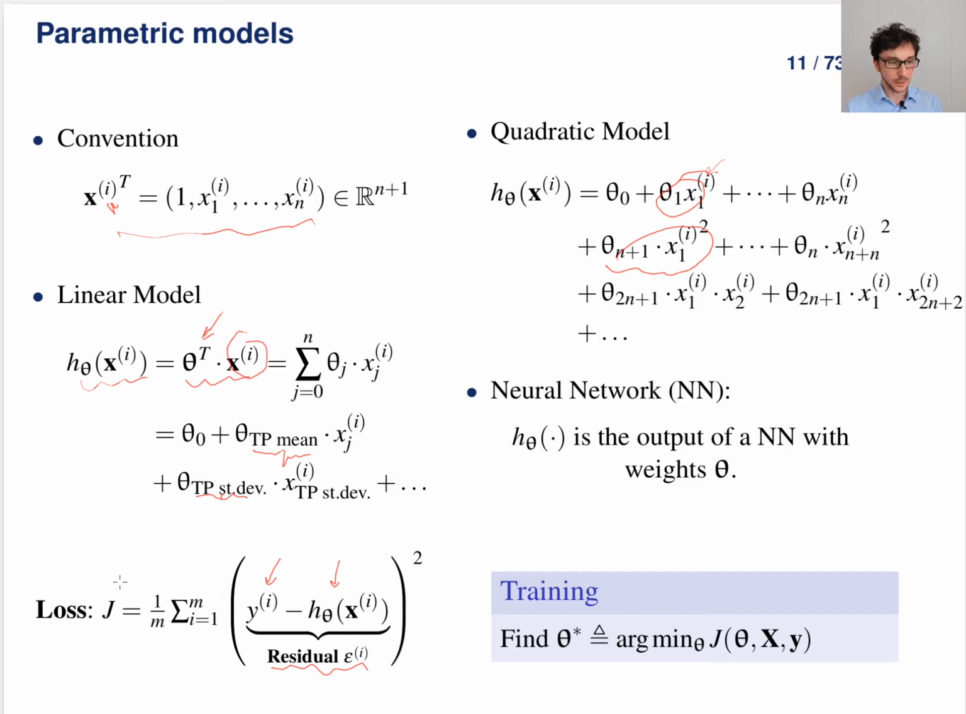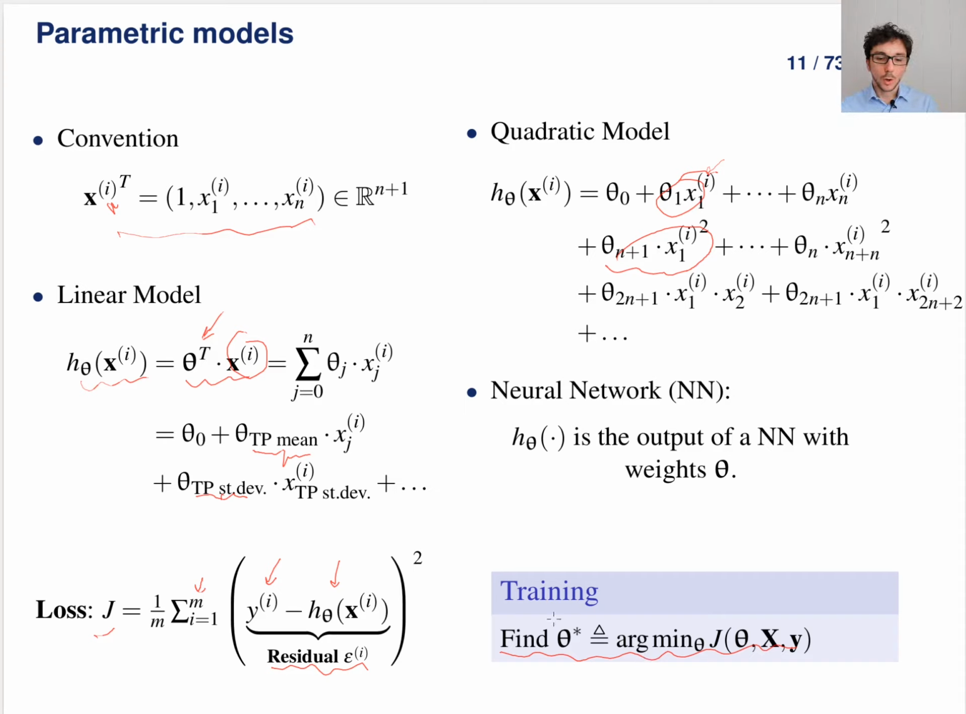We define a loss function, which in this case is this function here. We will see there can be different loss functions, and what we want is to minimize this loss function, which is summed over all the samples. So training means to solve this optimization problem.